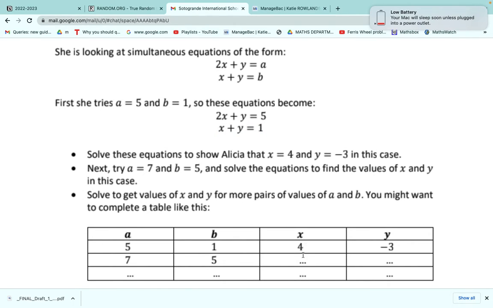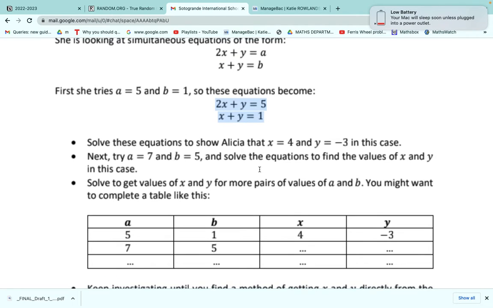So this is why we have x is equal to 4, and then if you substitute x is equal to 4 into this equation, we know that 4 plus minus 3 is going to give us 1. So this is why y is minus 3. So she simply solved these equations together.